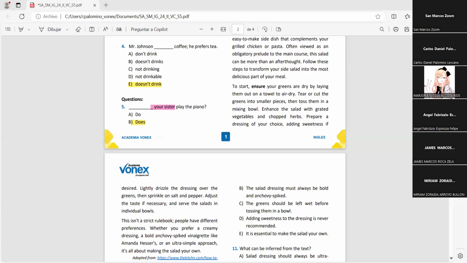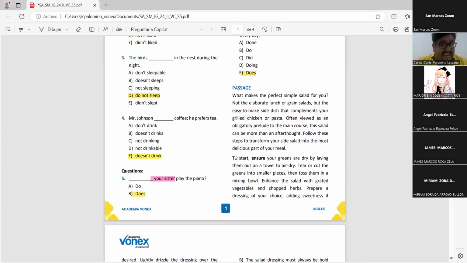Okay, guys. Let's finish the class. Vamos a terminar la clase. A ver, ¿el texto me está hablando de qué? Me está hablando de la ensalada perfecta, de la ensalada como plato fuerte o la ensalada de acompañamiento. ¿Cuál de las dos? Porque el texto habla de los dos, pero se dirige a uno.